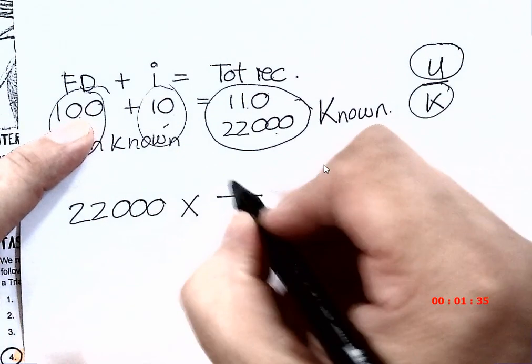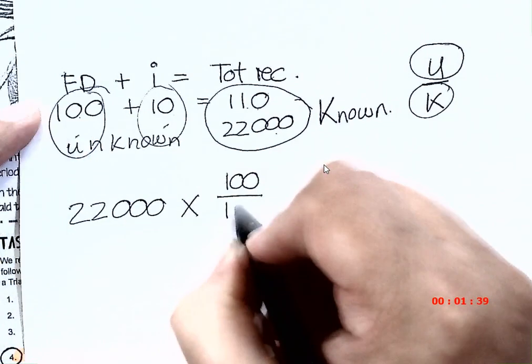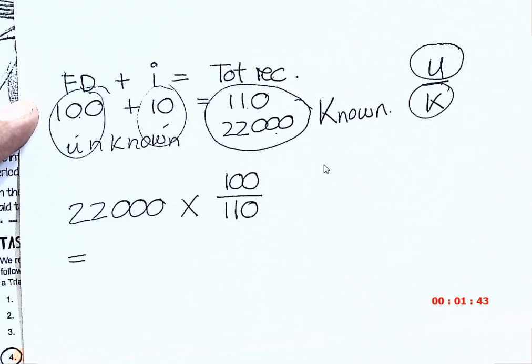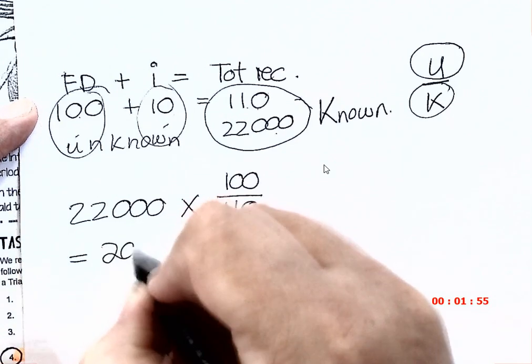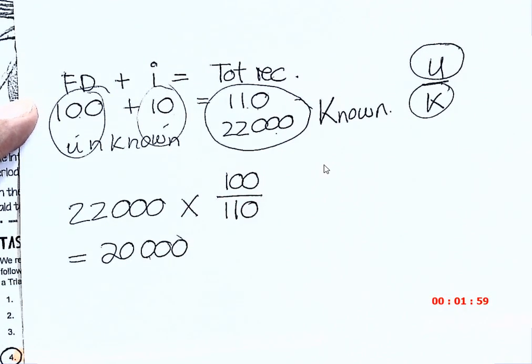So I put 100 on top. What is known? The 110. So what do I get? Can you see you get 20,000? Then obviously 22 less 20 gives me 2.